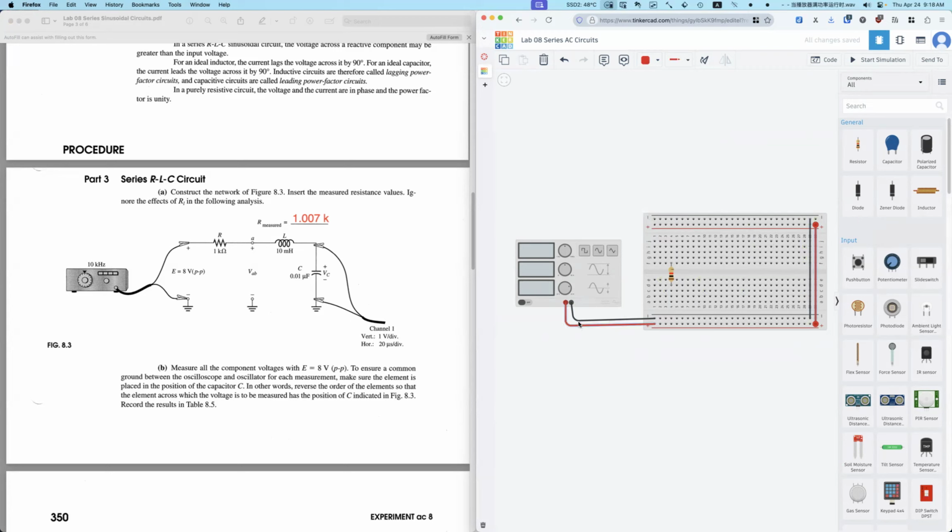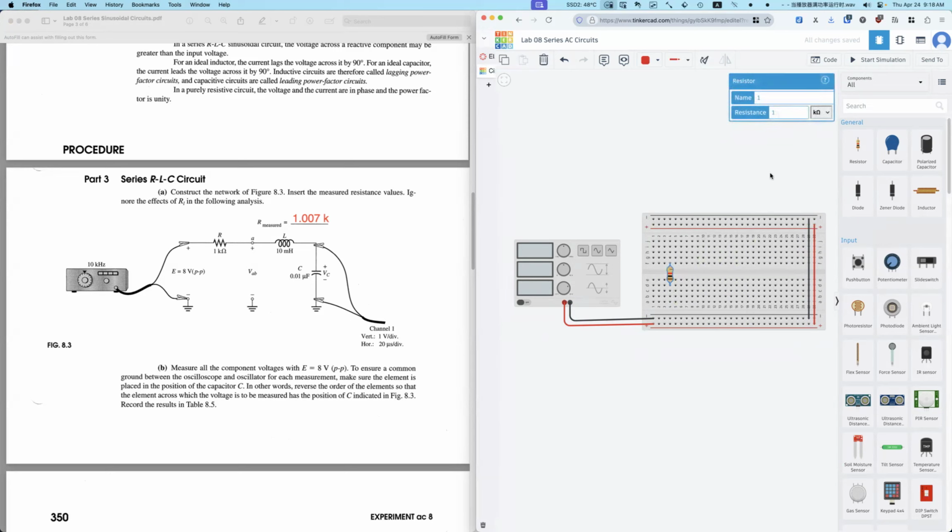Now the power lines. The power lines on top and in the bottom are connected. So positive to positive, negative to negative. Then the resistor: 1.007, just change a little bit. Then the inductor. It's 10 millihenry, so milli.